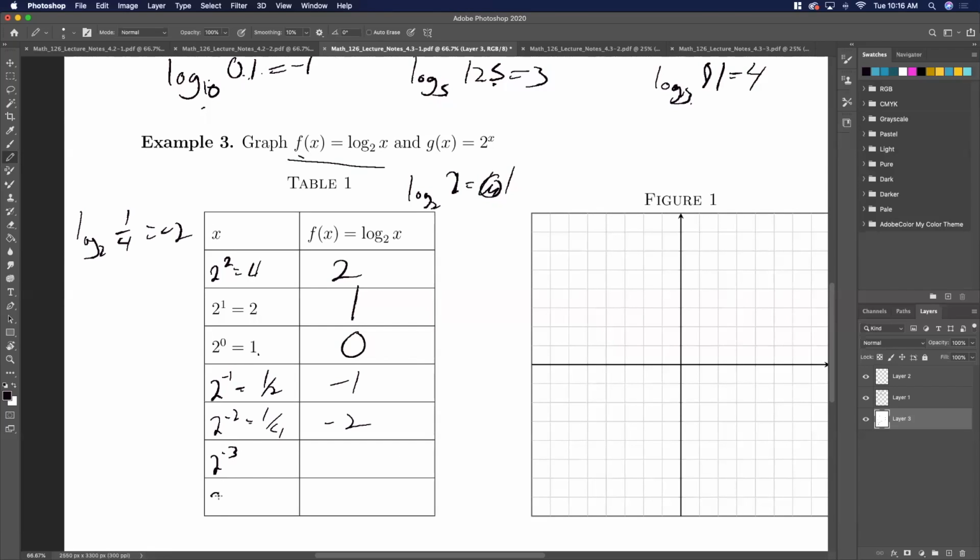Negative 3 and negative 4. And so here, this will give me an eighth. This will give me a 16th. And here I'm going to have minus 3, minus 4. Okay, so let's graph this. Let's graph this real quick.